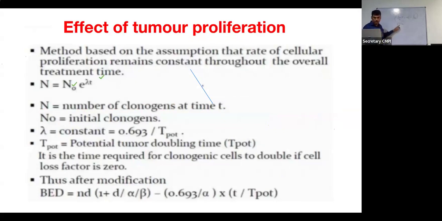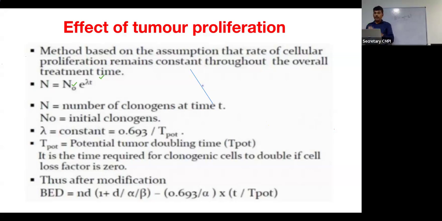EQD2 I will discuss last. It will come last. Now, another important thing, whenever you go for gap correction, these are very important. See, what is your BED? Your BED equation is BED equal to nd into 1 plus d by alpha by beta. This is taken as the biological effective dose now. Now, what happens in the actual scenario, especially for the tumors?